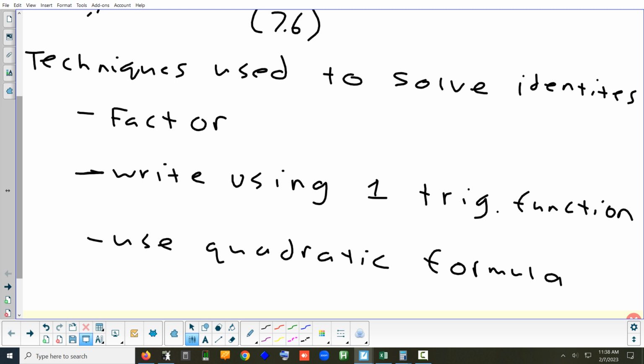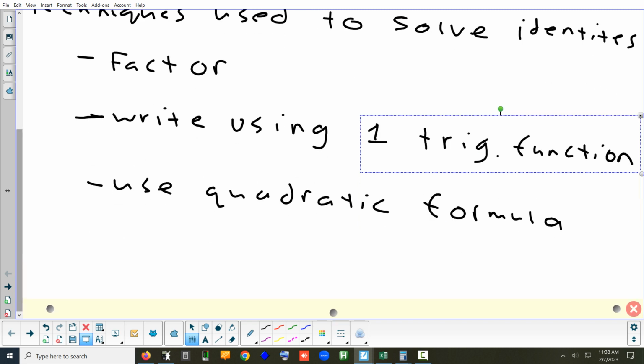And another thing that's always good to do is, if you have multiple trig functions mixed in the problem, we only want to have one trig function. So how are we going to change a problem that has multiple trig functions so it only has one? Identities. Any of the identities that we've learned in 7.4 and 7.5. That's really it. That's the only explanation I need to give you before we just try some problems.